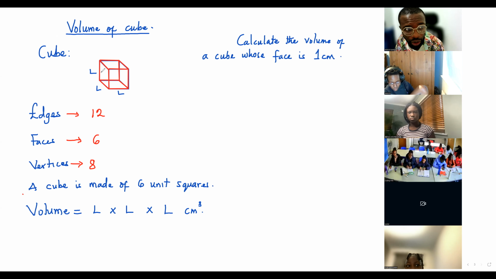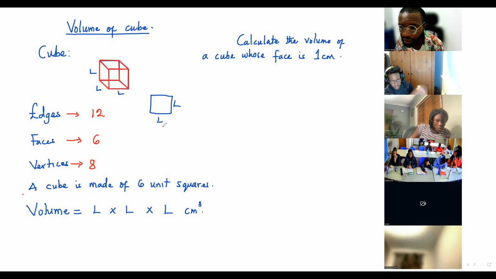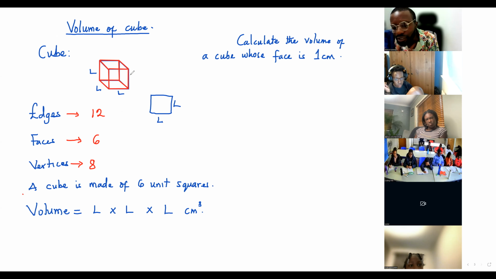It is a 3-dimensional figure, so we multiply the different dimensions. For a cube, you've got length, length, length, because it's made up of a square. This is length and this is length. The area of a square is length times length. Remember that?